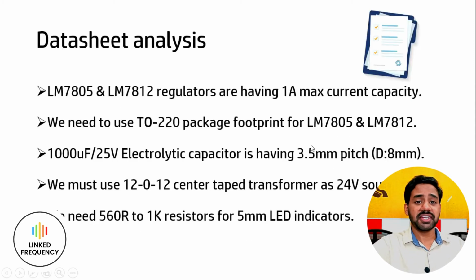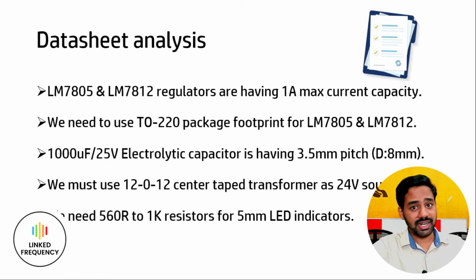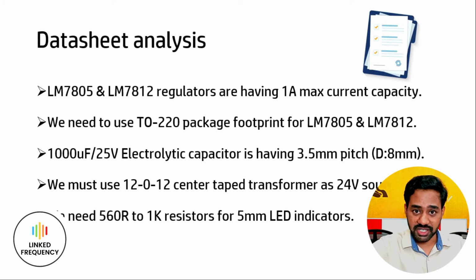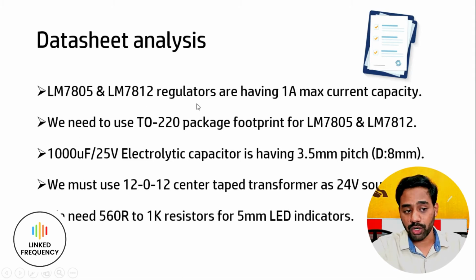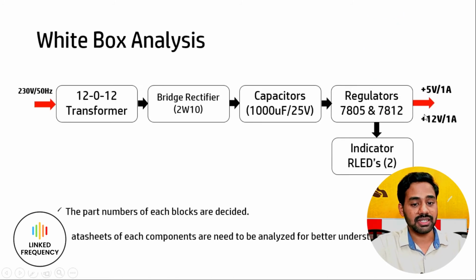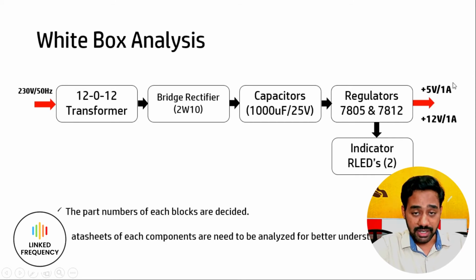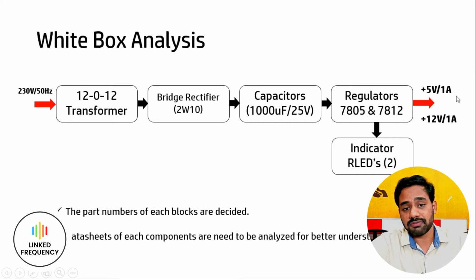Now let us talk about the datasheet analysis. As I already said, I'm not going to explain the detailed way of datasheet analysis with examples and all, but I have a few points which need to be monitored when you are studying the datasheet. For example, 7805 and 7812 regulators have 1 ampere of maximum current capacity. You must understand this particular information from the datasheet analysis. Why? Because in the requirement they have already given plus 5 volt, 1 ampere current rating is required. That means it's a 5 watt power supply.